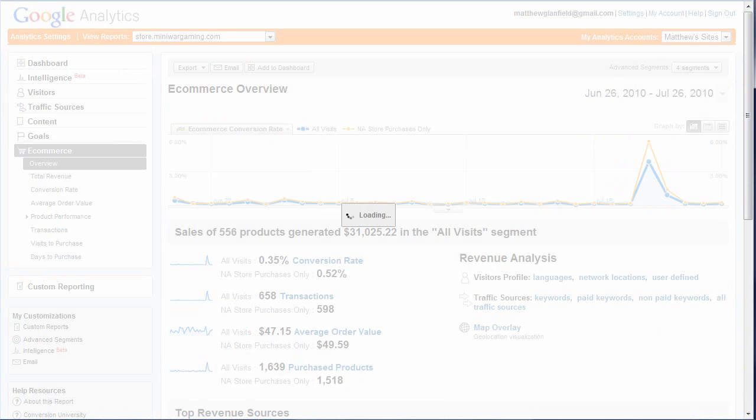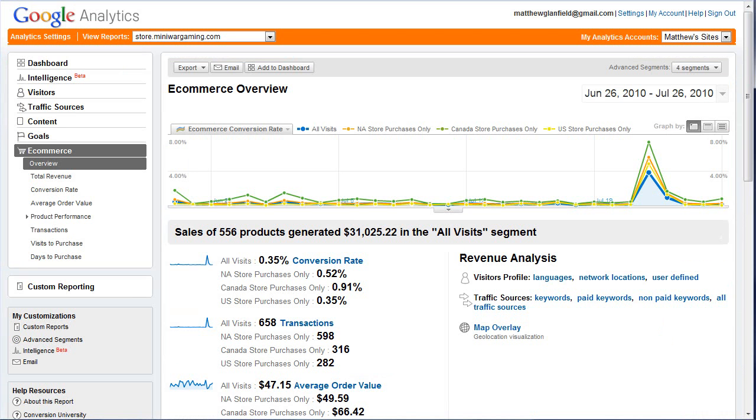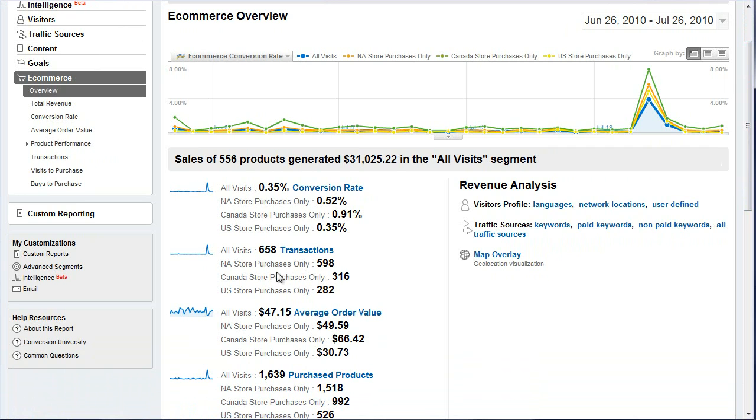Segments are probably one of the most difficult things to do, and I will show you that in a future video. So now we look at this. We see the North American store purchases at 0.52%. The Canadian store purchases is 0.91%. So you can see in the marketplace where the prices are actually decent, I'm getting 0.91%, which I will admit is not a great conversion rate for the store. But it is something that we're working on.